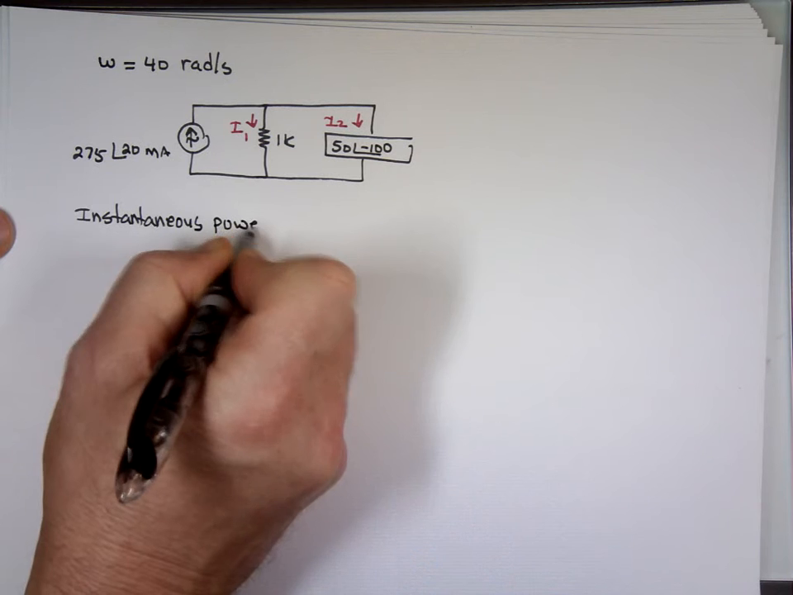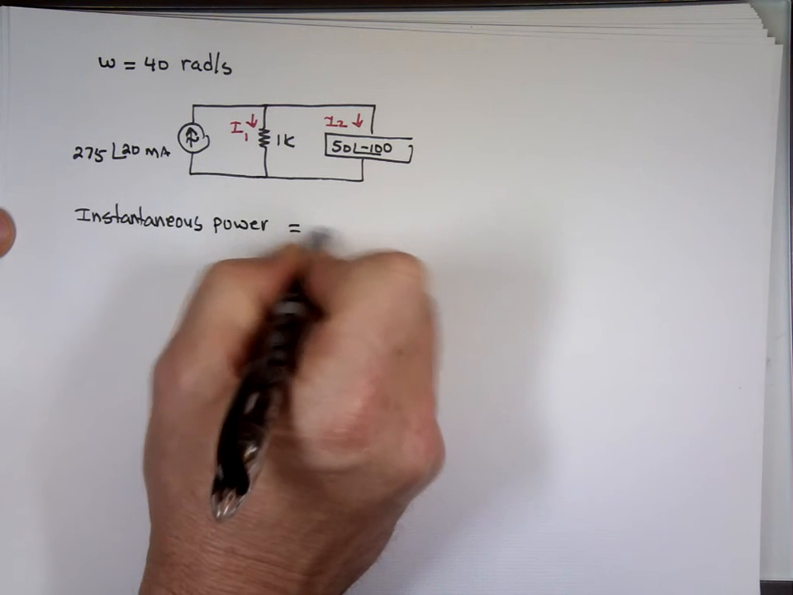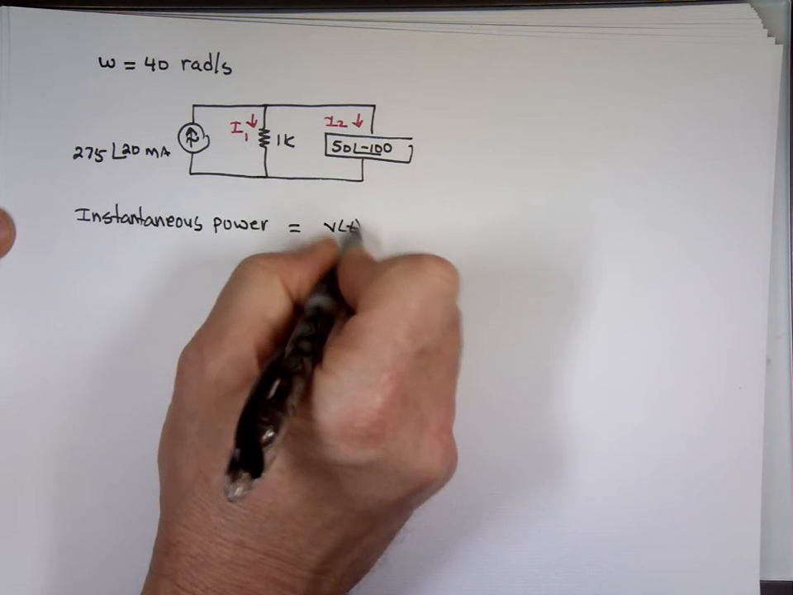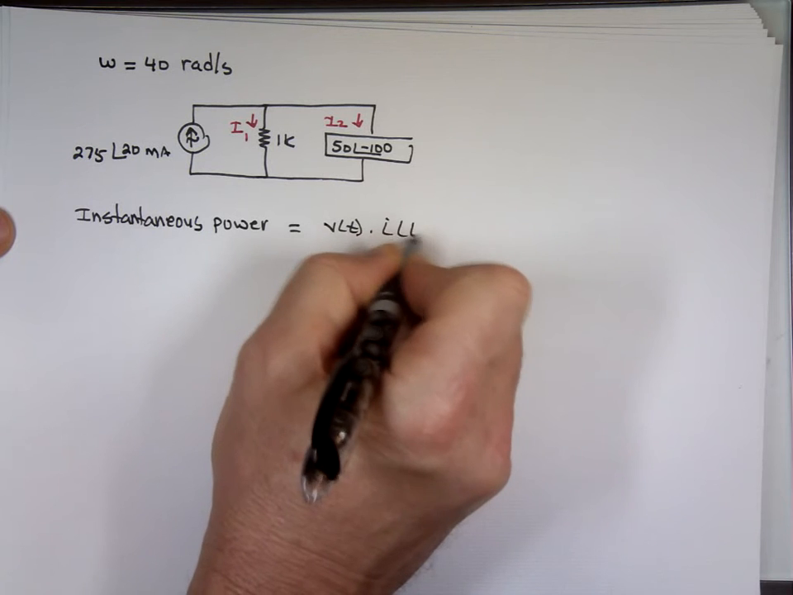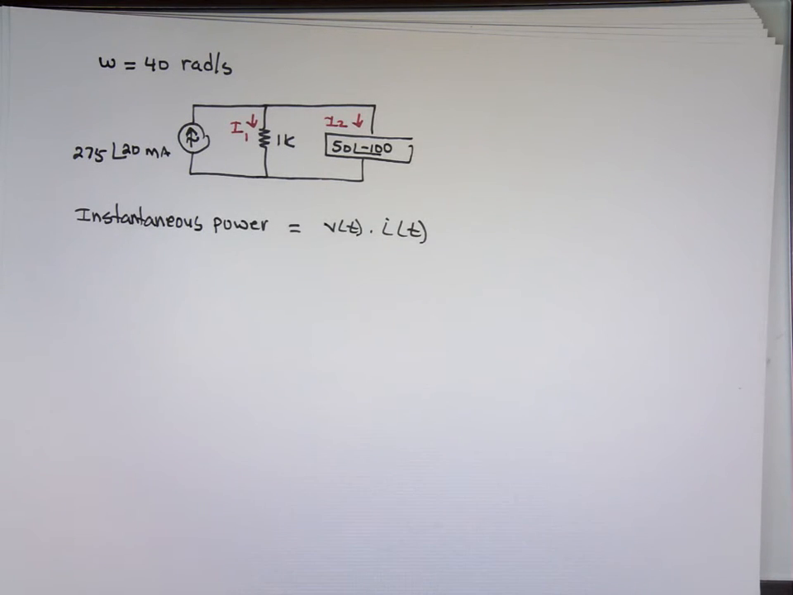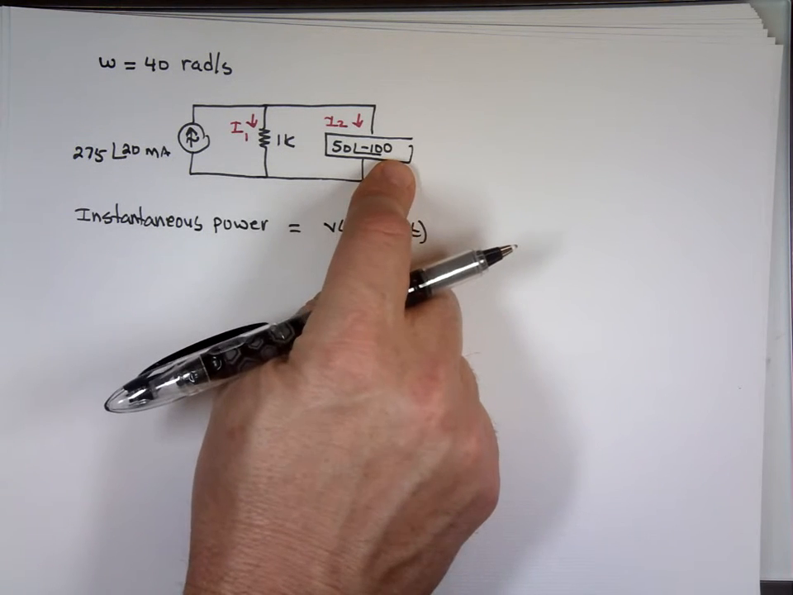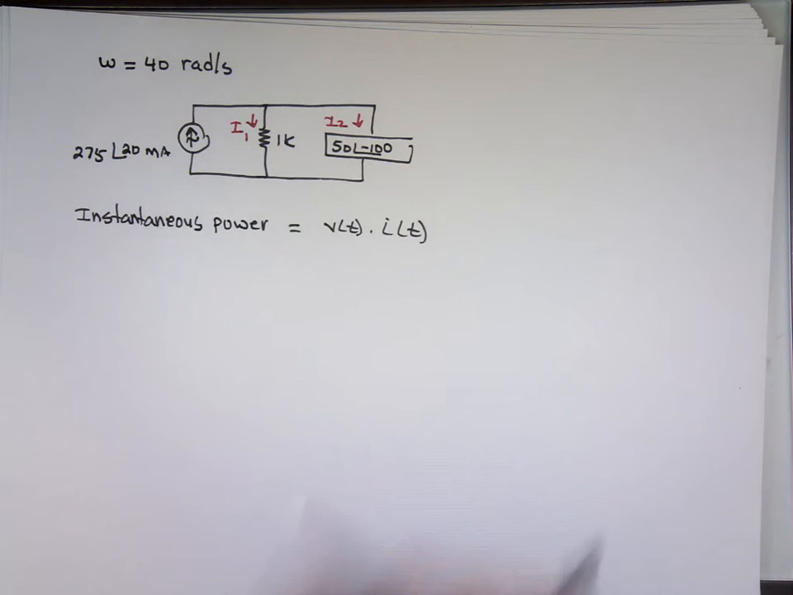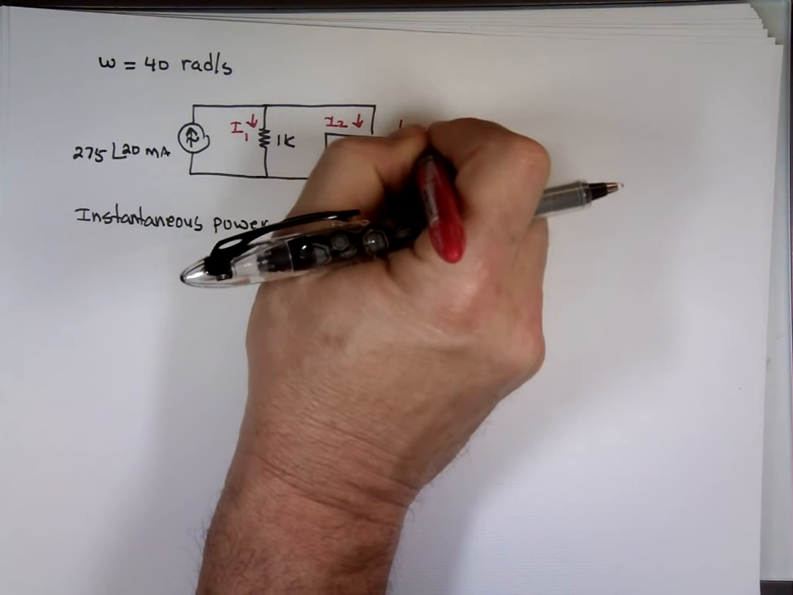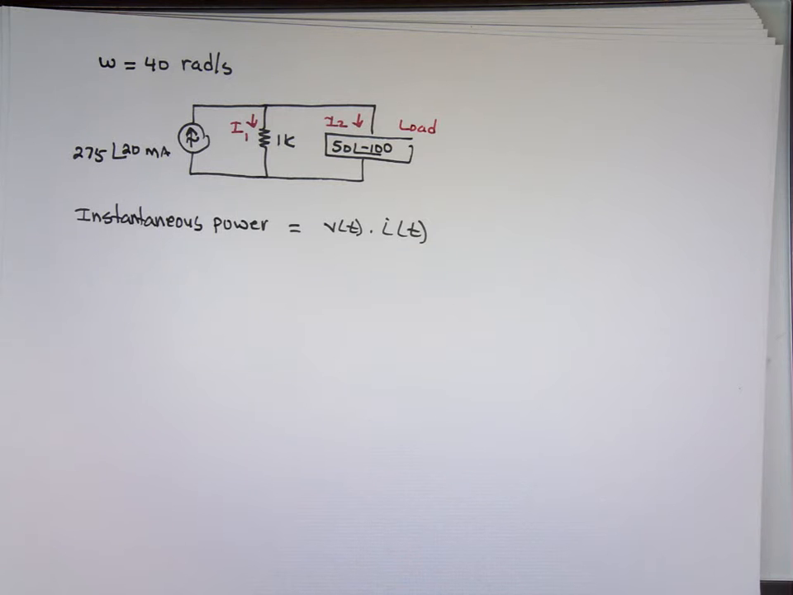And that's equal to what? The voltage times the current. And I want to find the instantaneous power through this one. I'm not going to do both, that's too much work. So let's say this is my load. I'm only interested in instantaneous power in that one. Really, it's not a big deal for this one too.